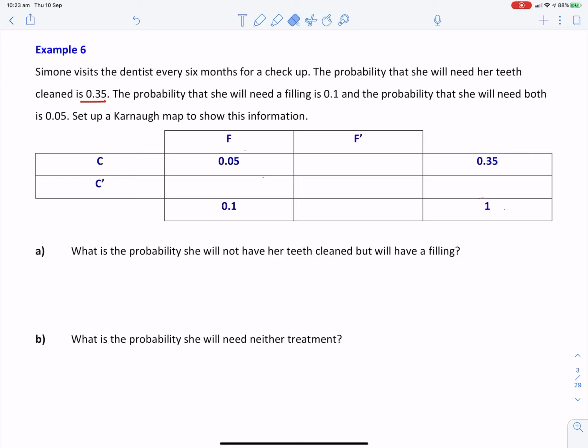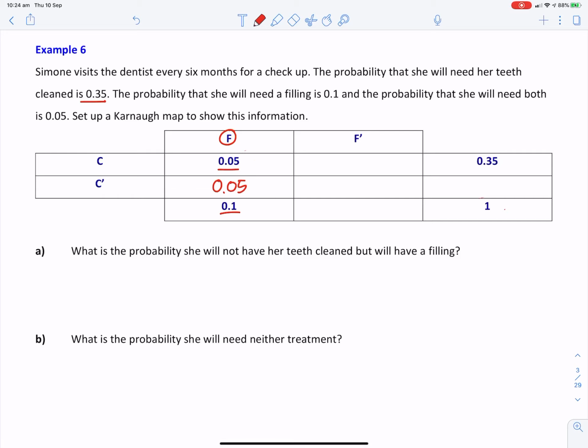It says set up a Karnaugh map to show this information. So if we know the probability of a filling is 0.1, the probability of a clean and a filling is 0.05, we know that the probability of not having a clean and a filling is 0.05 because they have to add up to 0.1.